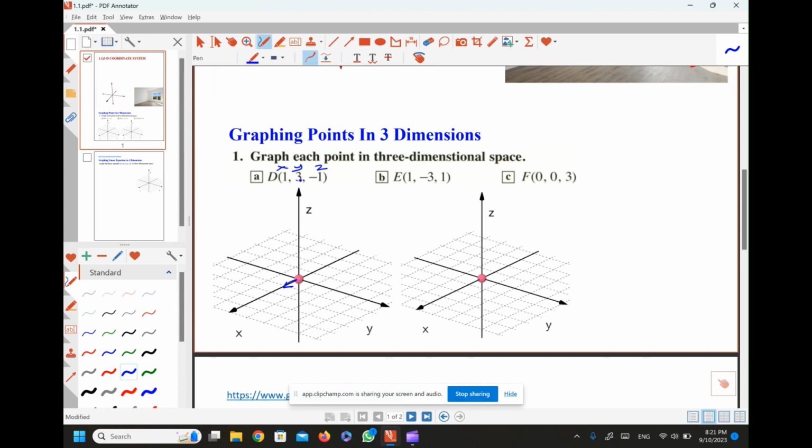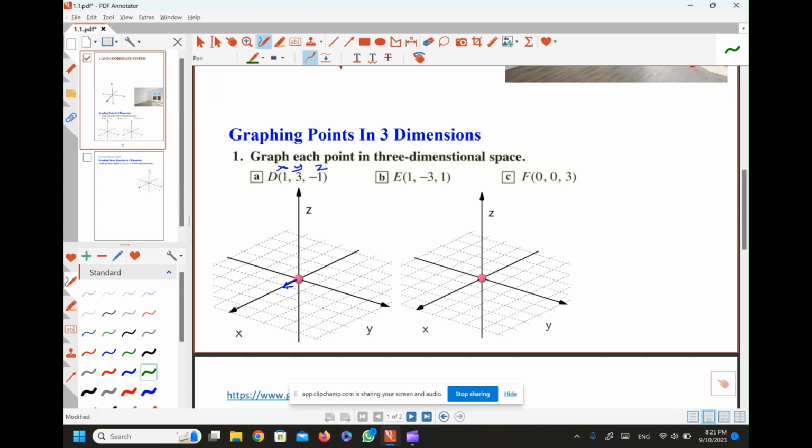Second coordinate, we have 3. It means we should go 3 units parallel to the y-axis, positive y-axis, right? Let me change the color of the pen. Let's go 3 units away from the point where we stopped. We are not going back to the origin. We are going to keep going from where we stopped. So we stopped here, so let's pick up from here.